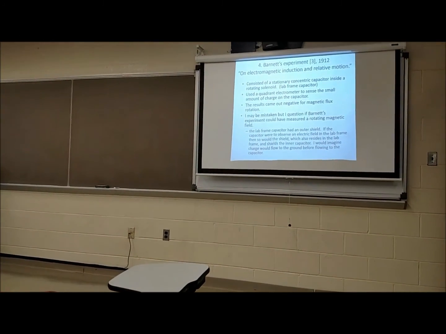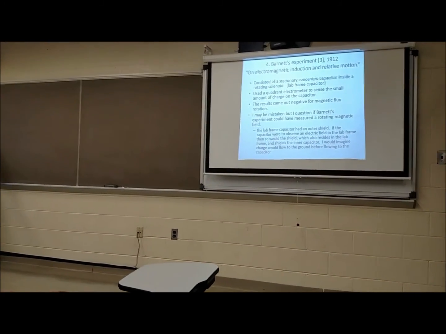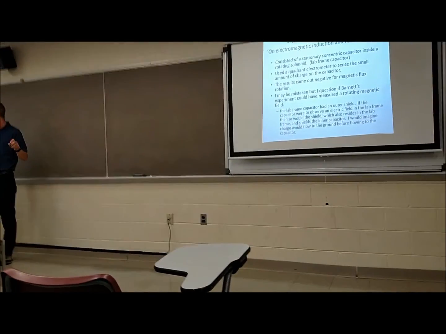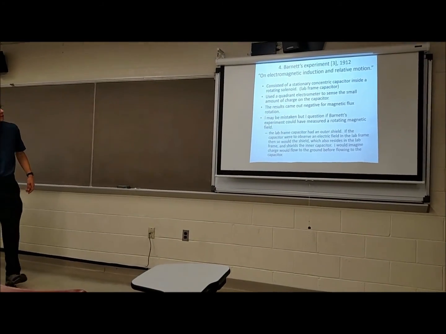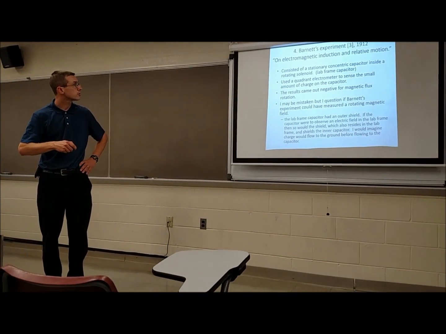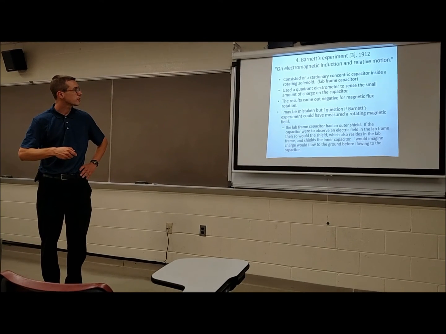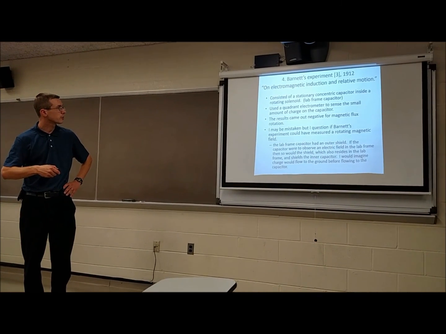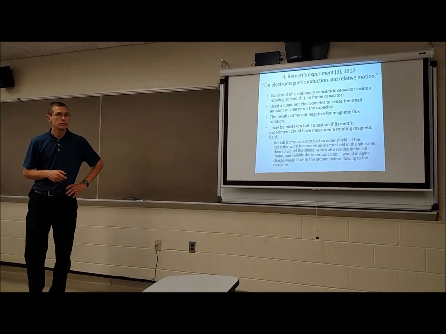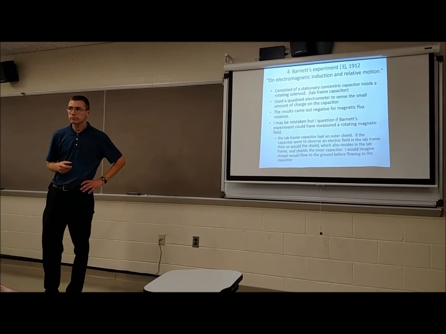Barnett's experiment was in 1912. It was on electromagnetic induction and relative motion is the name of the paper. And we have the reference there, number 3. Okay, and it consisted of a stationary concentric capacitor inside the rotating solenoid. I discussed that. He used a quadrant electrometer to sense the small amount of charge on the capacitor. That's what he used. The results came out negative for magnetic flux rotation.